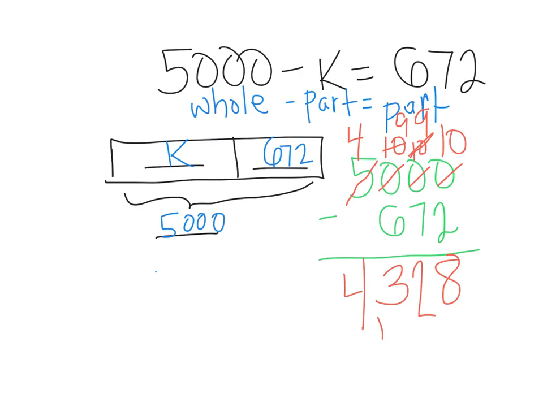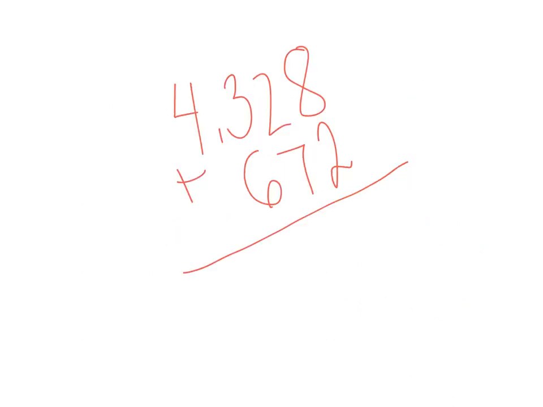Now, Miss Huddle, if I wanted to figure out if I for sure didn't make any mistakes subtracting, what could I do? Well, if we ate 4,328 and we have 672 remaining, if we add those up, that should equal my original 5,000. Right. Let's check our work.